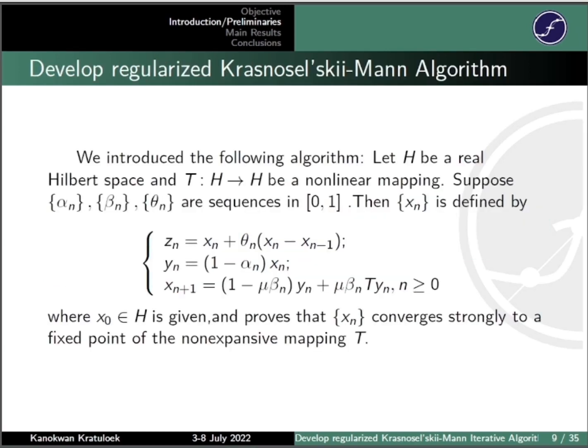For a proof of strong convergence, we developed a regularized Krasnosel'skii-Mann algorithm. Let H be a real Hilbert space, and a mapping T be a nonlinear mapping. Suppose alpha n, beta n, and theta n are sequences in the interval 0, 1. Then the sequence xn, specified as follows, converges strongly to a fixed point of the non-expansive mapping T.